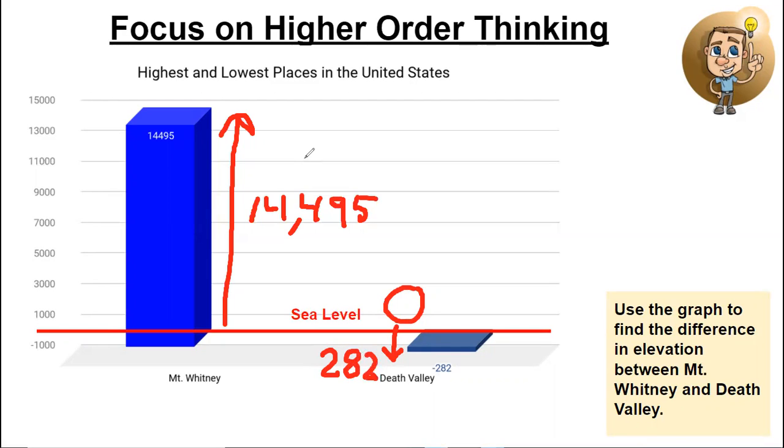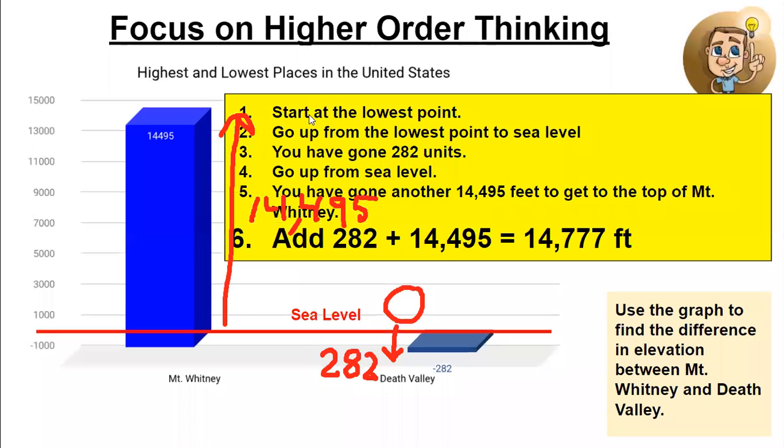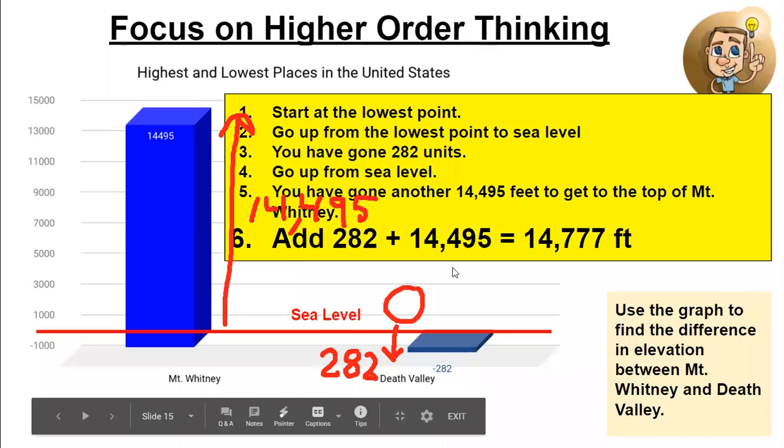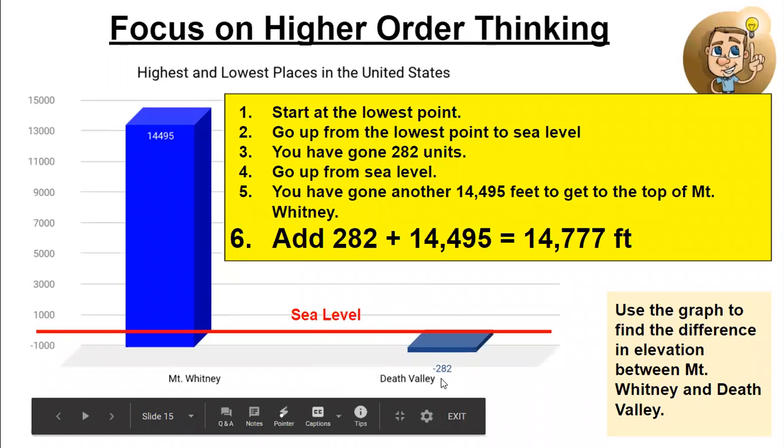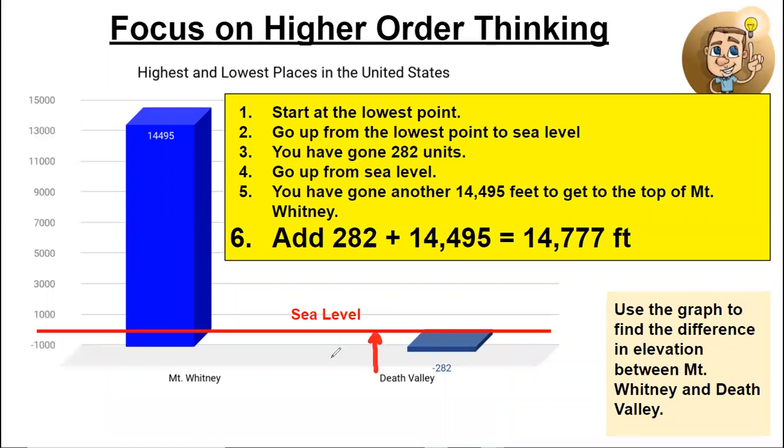So how are we going to figure out the difference between the two? How are we going to do that? Let's take a look. Well, we're going to start at the lowest point. I'm going to clear my drawing here. Start at the lowest point, -282, and we knew that that was 282 feet to the 0. We're going to go up from the lowest point to sea level. I'm going to draw that back on there now that I cleared it. We went from here to here. This was 282 feet.